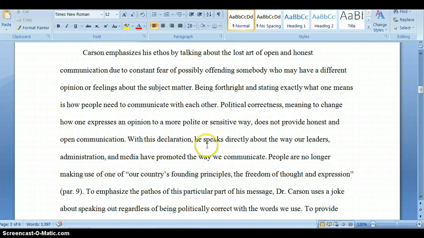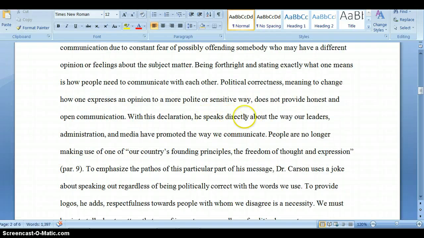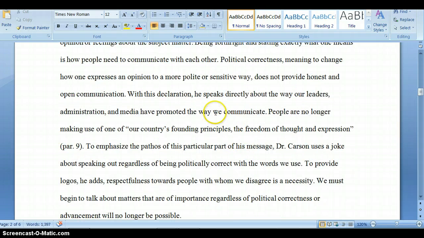With this declaration, he speaks directly about the way, and this is again how he presents the message, about the style, about the way that our leaders, administration, and media, and I change that again to America's leaders, have promoted the way Americans communicate. I'm not going to change every one of these.